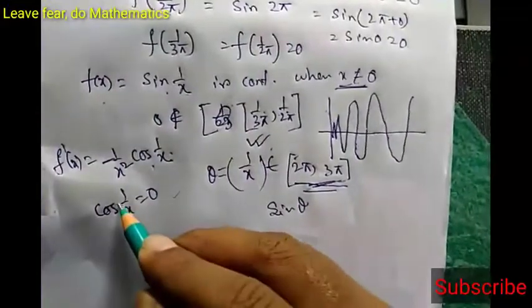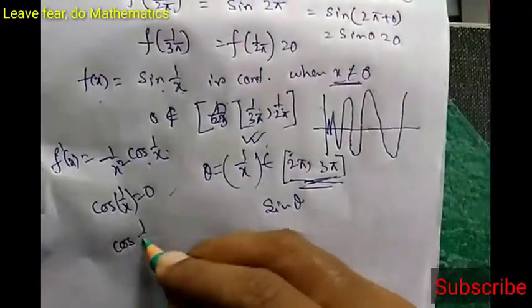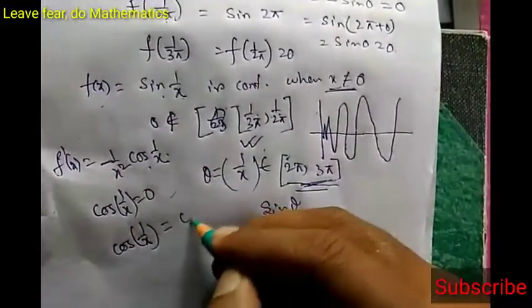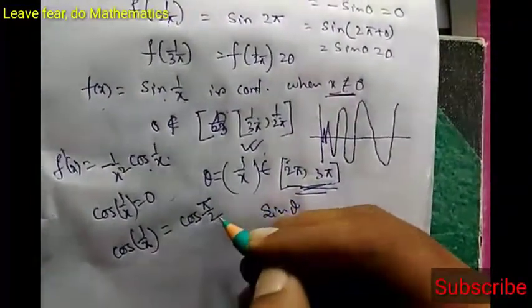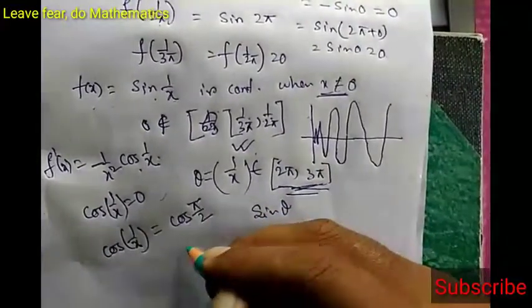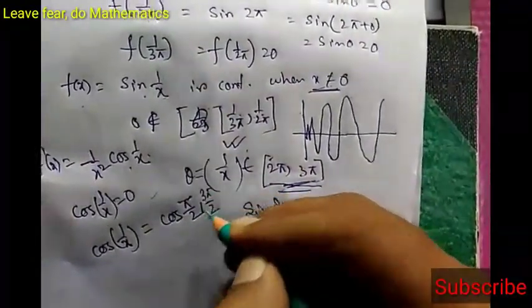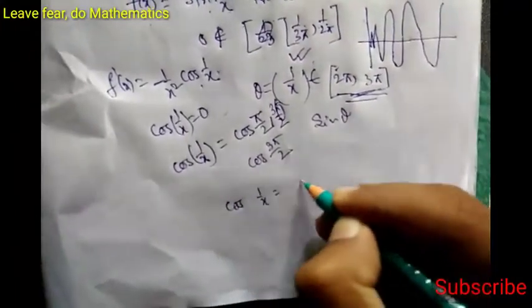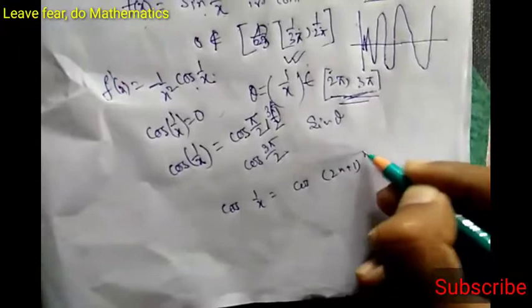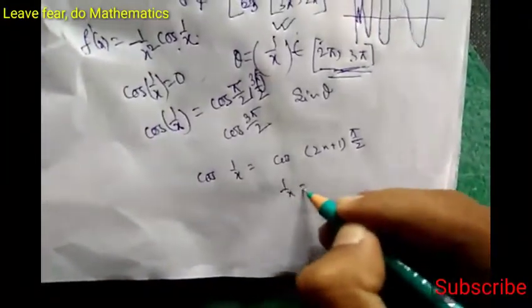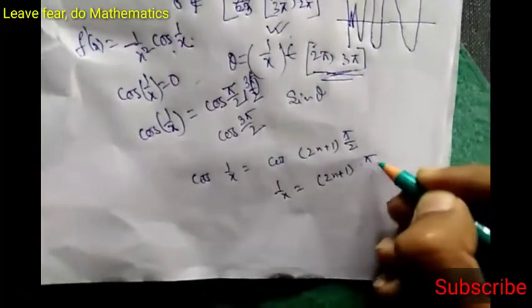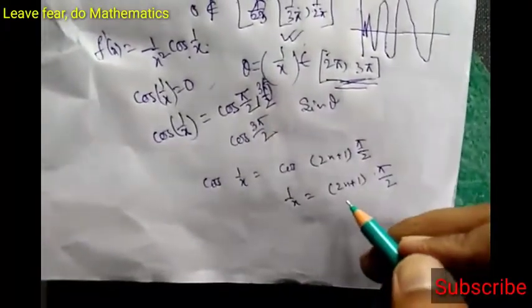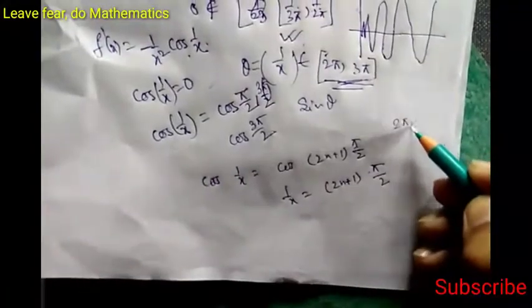Now, cos theta is 0 when theta is (2n plus 1) pi by 2. So 1 over x is (2n plus 1) pi by 2. Now this should belong between 2 pi and 3 pi. 1 over x should belong between 2 pi and 3 pi.